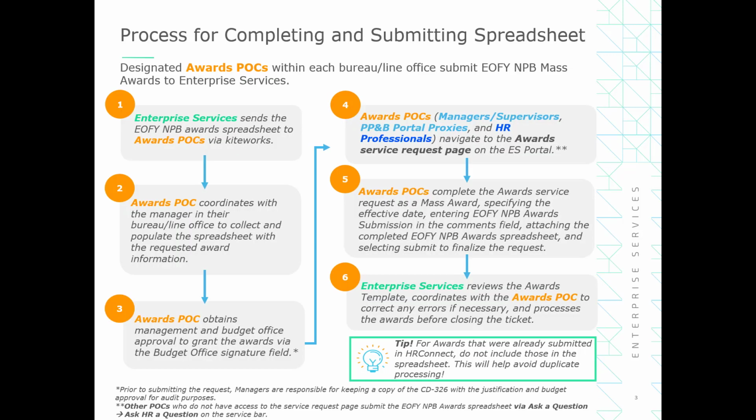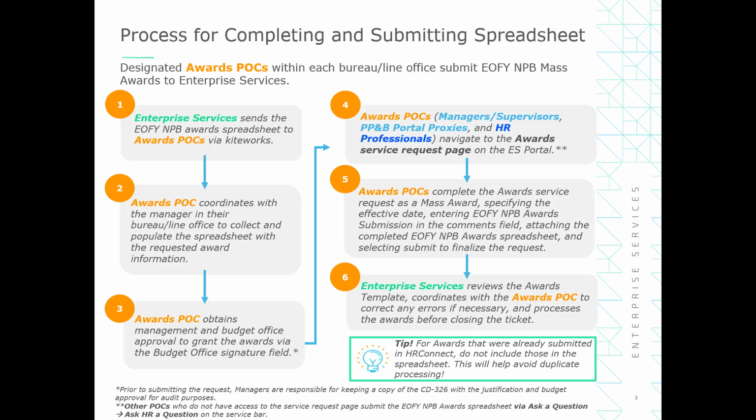The awards POC will receive the EOFY NPB awards spreadsheet via Kiteworks from the Enterprise Services Program at dsc.gov. The spreadsheet will be pre-populated with data for employees in your bureau and line office and will include the required fields for awards processing. The POC will then coordinate with the managers in their bureau or line office to collect and populate the spreadsheet with the requested award information.